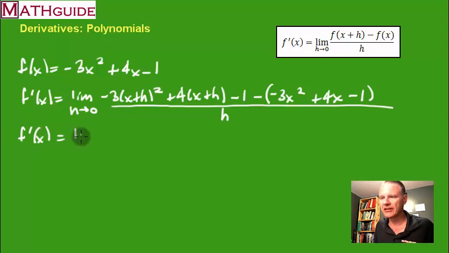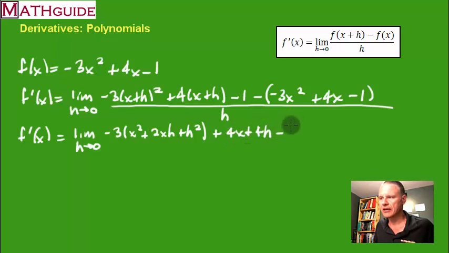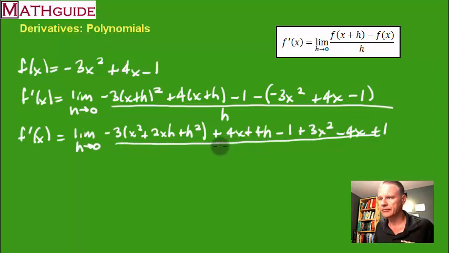Let's see what happens when we start to clean this thing up. Now this is kind of involved. If I take x plus h times x plus h, you get x squared plus 2xh plus h squared. And if I multiply this, I get 4x plus 4h minus 1, taking the opposite of all this. So it's going to be a plus 3x squared minus 4x plus 1, all over h. Okay, so let's continue on.